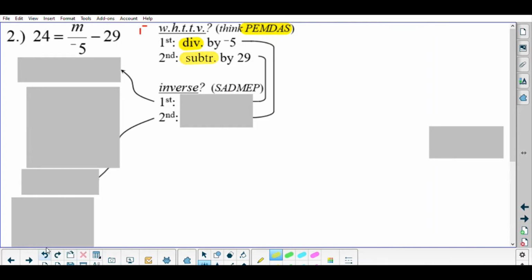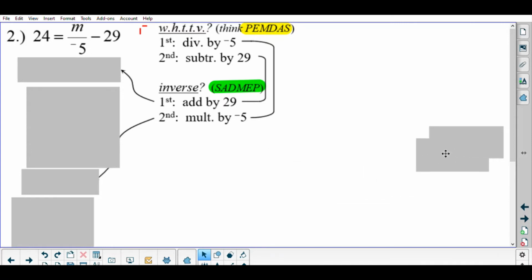But then your inverse operations are done in the inverse order from normal. So instead of PEMDAS, it's SADMAP, which means the first thing gets inversed last. The second thing, subtracting by 29, gets inversed first. And the inverse of subtracting by 29 would be adding by 29. The inverse of dividing by -5 would be multiplying by -5. So first inverse, adding by 29, we do it to both sides.